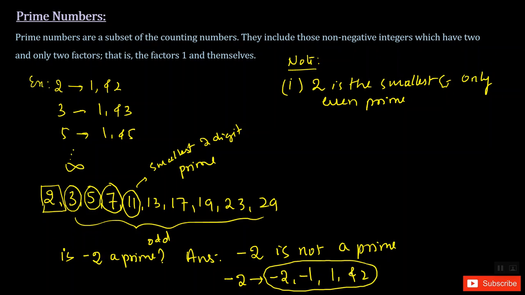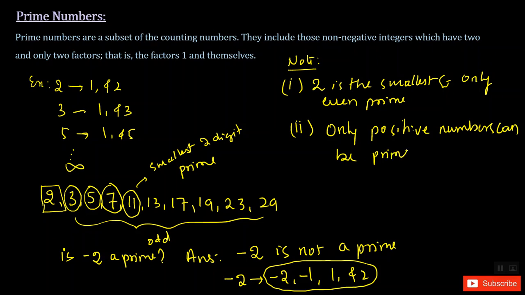Then what can we conclude here? The second point you can conclude here is that only positive numbers can be prime. All right.